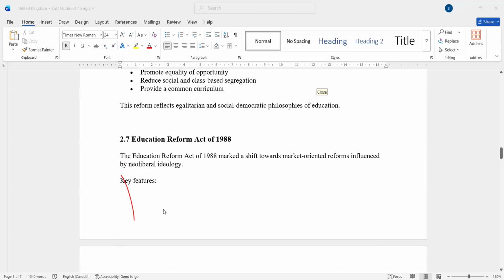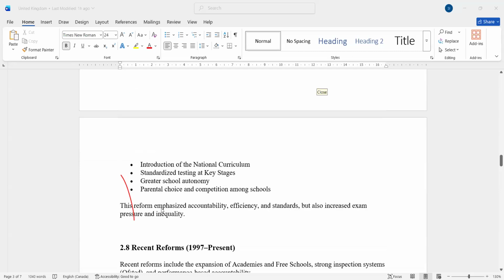Right. And key features of 1988: introduction of the national curriculum, standardized testing at key stages, greater school autonomy, parental choice, and competition among schools. Now they are having a national curriculum. That means they are going to have one single exam. As we have in Sri Lanka, the children have to do the same exam, whether they are in urban areas or villages. They are not considering whether the facilities and teachers are there, but they have to face the same examination.